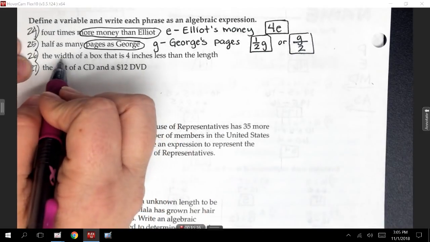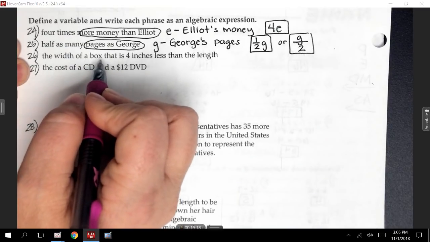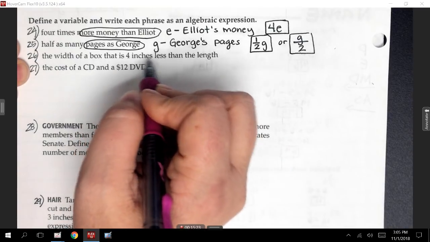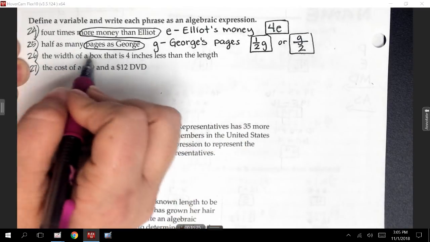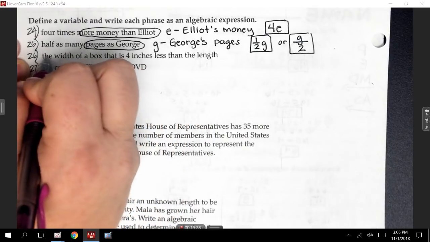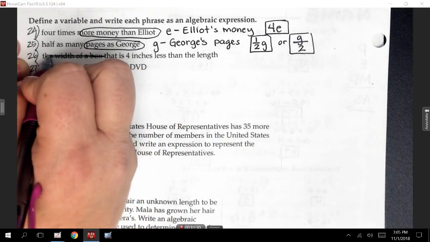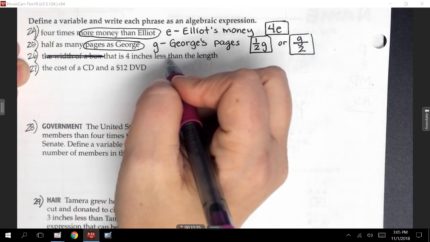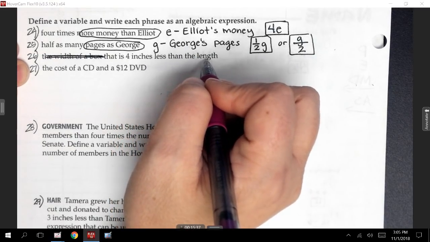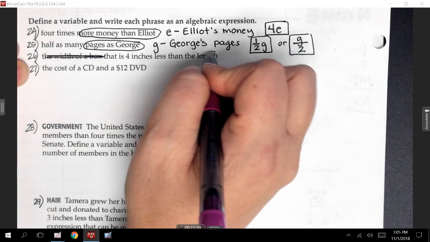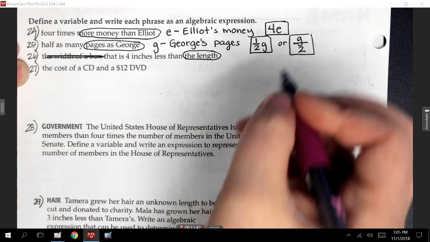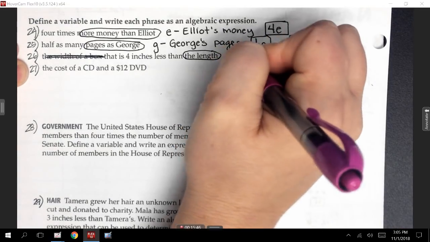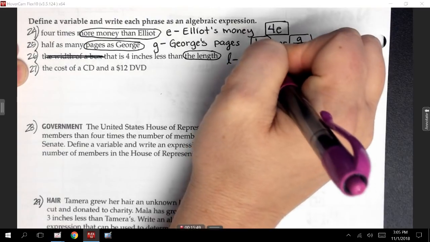All right, number 26. The width of the box that is 4 inches less than the length. So my math is coming from 4 inches less than the length. Do I care what the width of the box is? No. In fact, that's what my expression will tell me, but I don't need that to do the math. I need 4 inches less than the length. So the information we're missing is the length. Remember, if we use L, it needs to be that cursive L. So that's going to be my length.